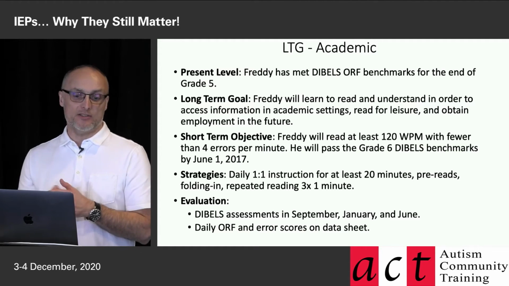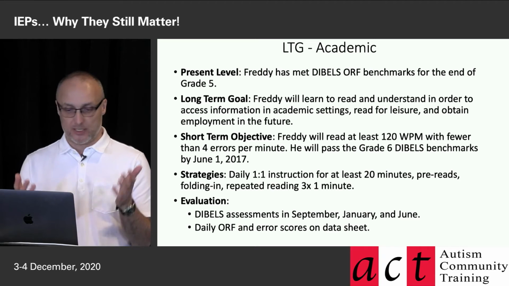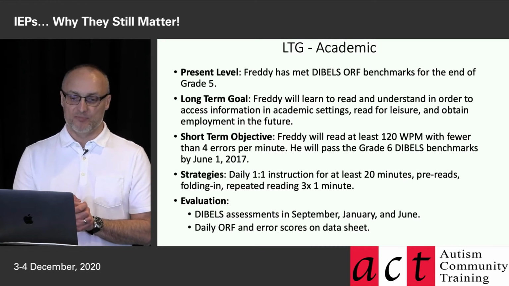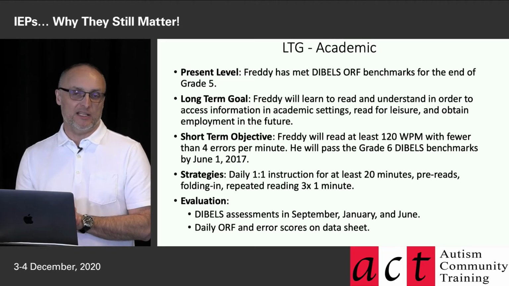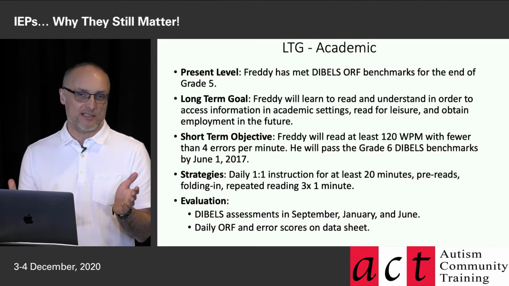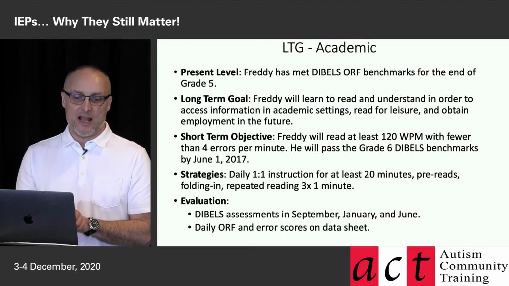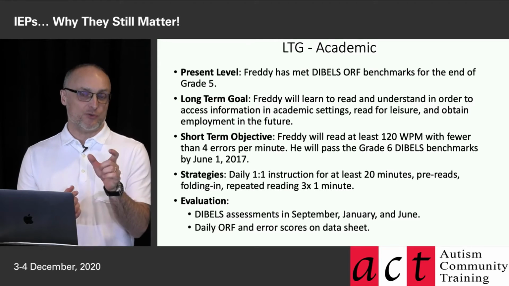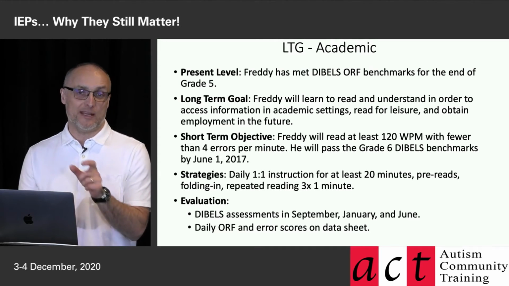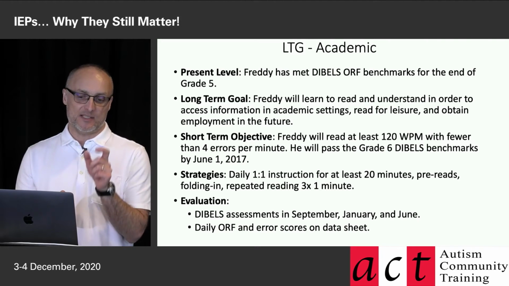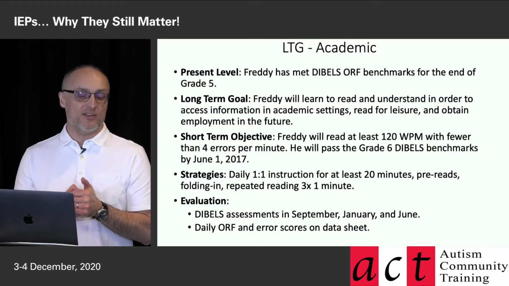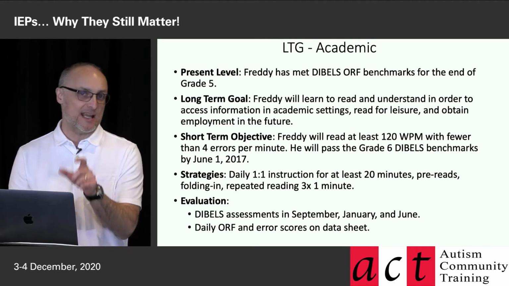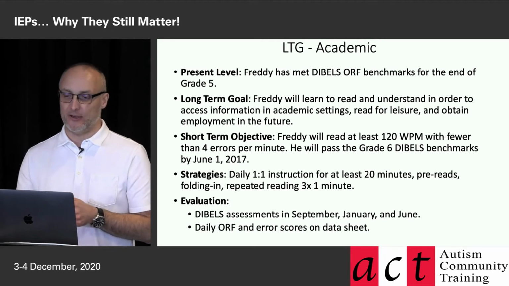So the strategies are daily one-to-one instruction, because that's what's recommended from the National Reading Panel, of at least 20 minutes. That includes pre-reads, folding in, and repeated readings, which are all evidence-based practices in literacy instruction. And the evaluation is that he will have those screening assessments done in September, January, and June so that we can assess in September and January that he's on track to meet his target in June, as well as the daily oral reading fluency to see how he's doing every day and tracking his errors every day.